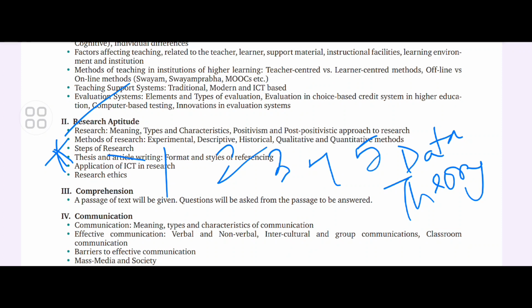Thesis and article writing is there, and format and styles of referencing. What is the application of ICT, information and communication technology, in research? And finally research ethics, because there are certain criteria we need to follow when we are doing research. So this is one of the important parts of research aptitude too.